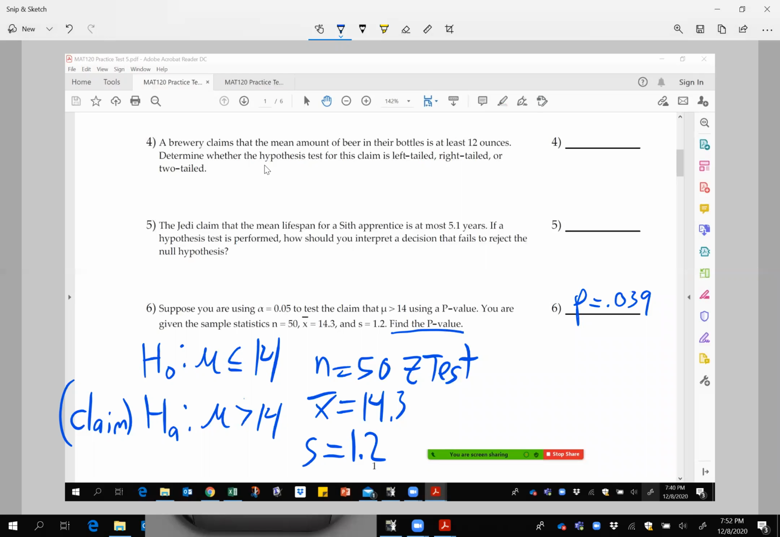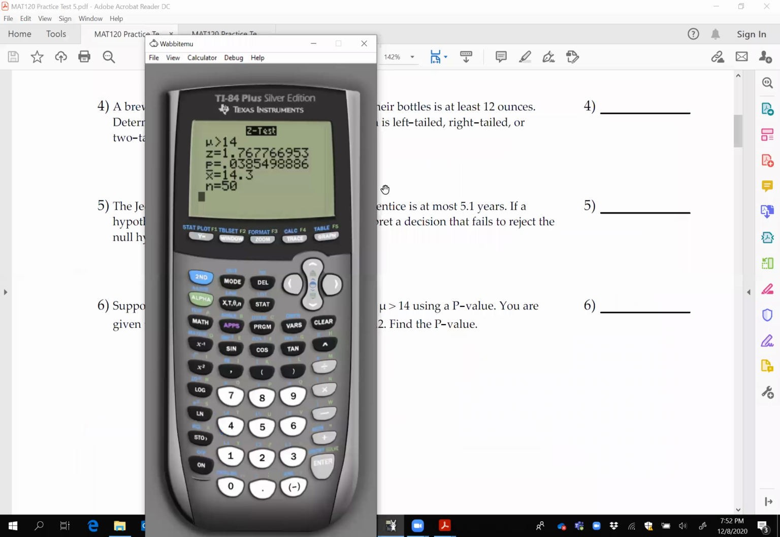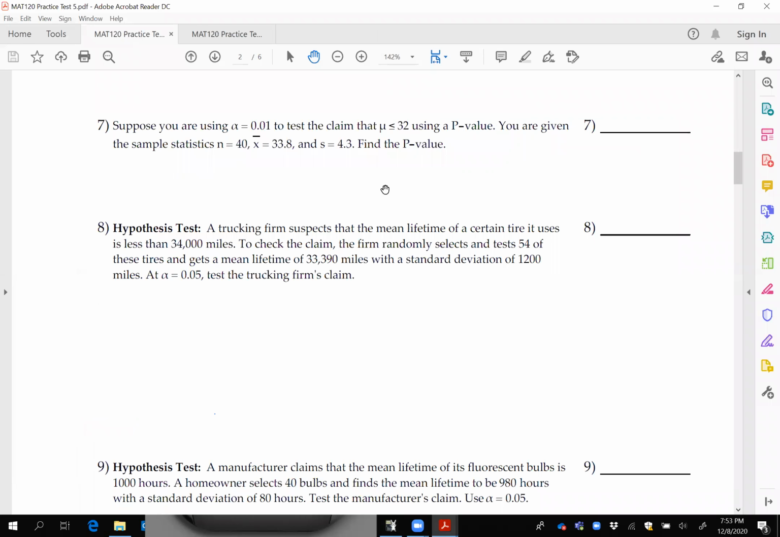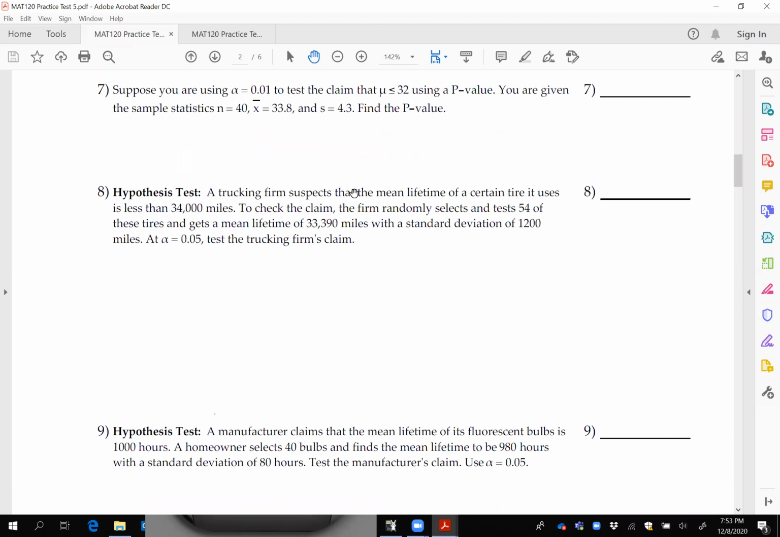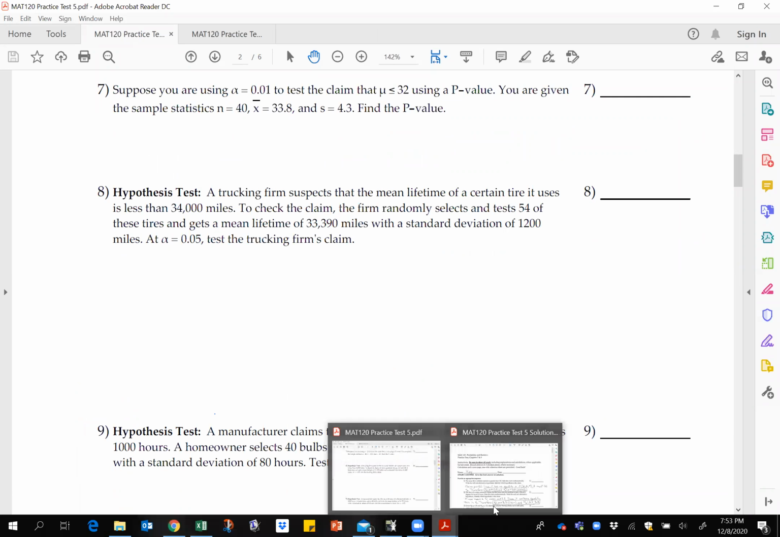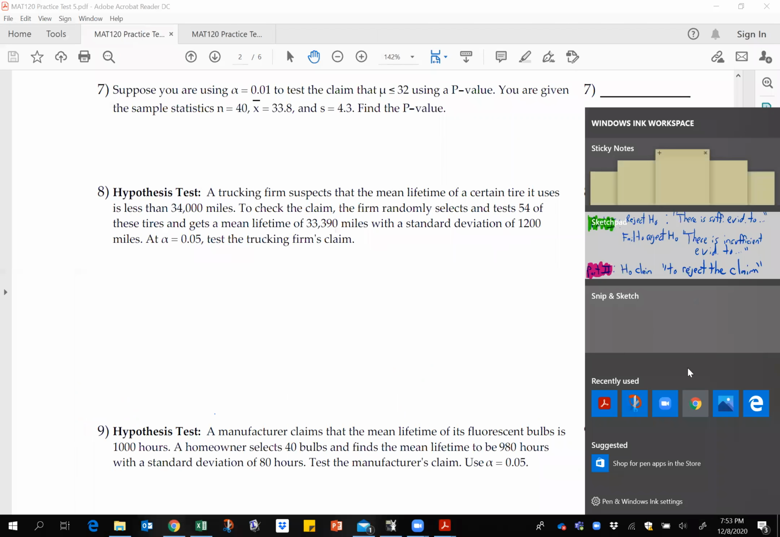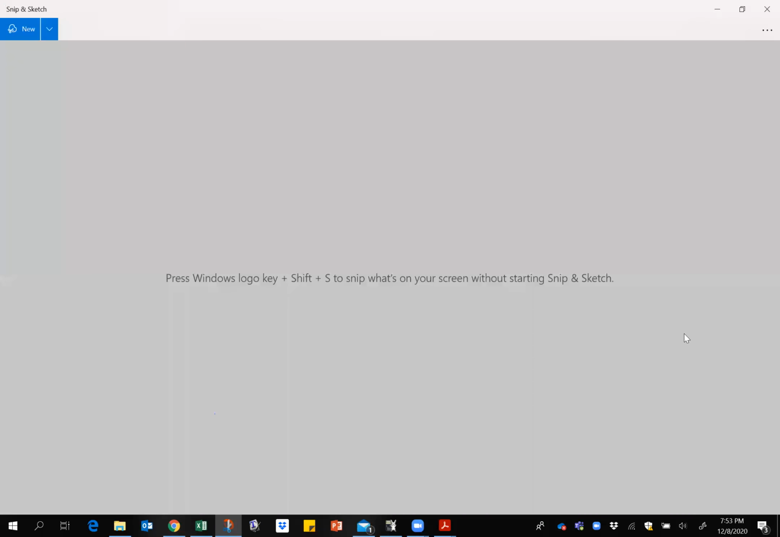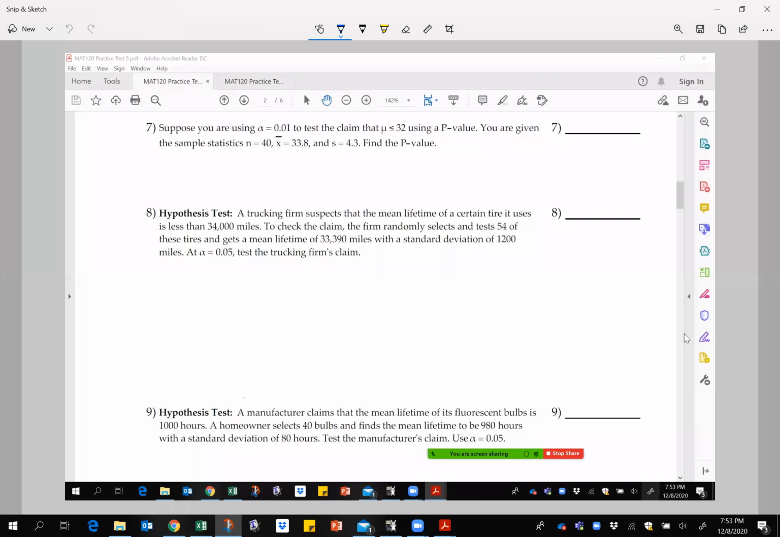Does anybody have any questions doing a z-test? Let's do a few more then. Let's take a look at number 7. In question 7, it says, suppose alpha is equal to 0.01. To test the claim that mu is less than or equal to 32 using a p-value, we are given, again, the summary statistics. Find the p-value.